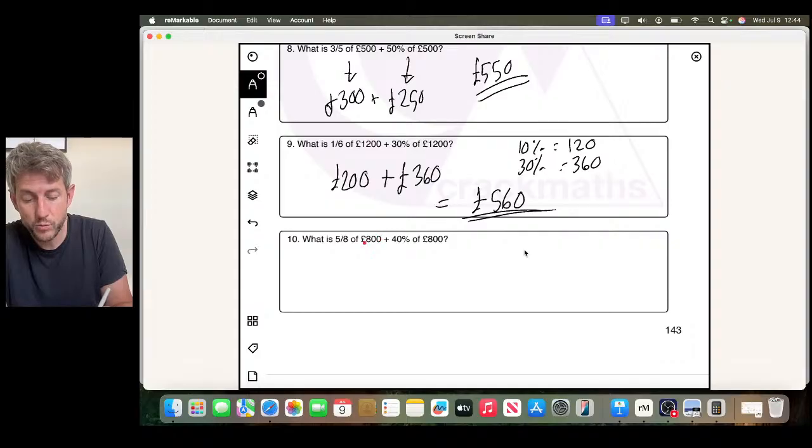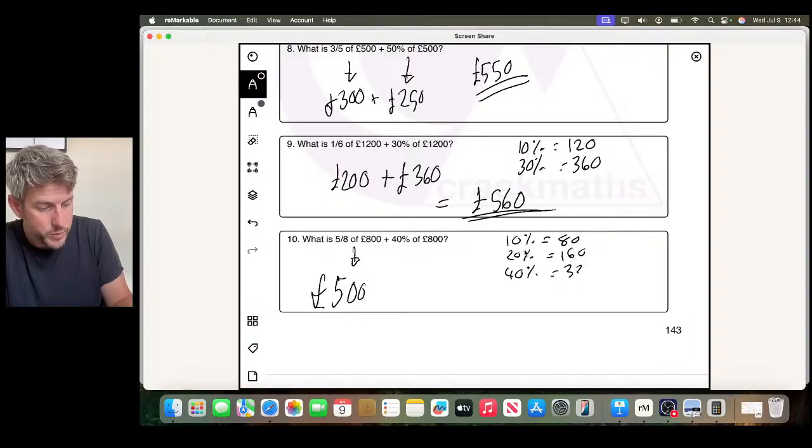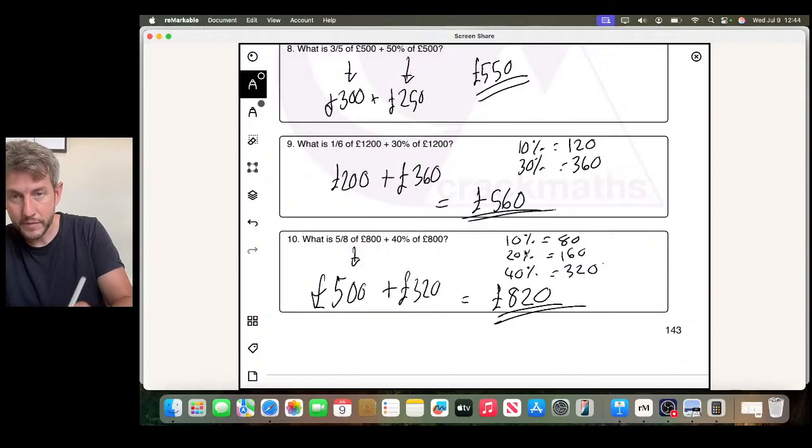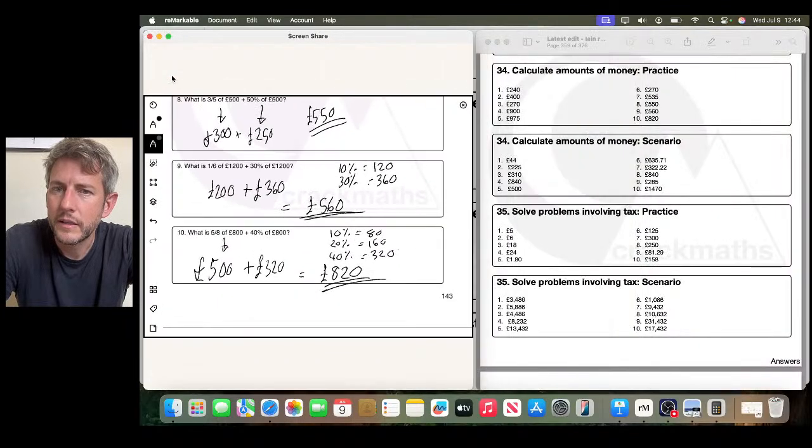Right, last one. We've got here 5/8 of 800. Well, 1/8 of 800 is 100, so 5/8 will be 500, so that gives £500. And then 40% of 800. Well, 10% is 80, 20% is 160, 40% is double that again, so that'll be 320. So we've got £500 plus £320, which will give us a grand total of £820. Okay, right. Let's get these marked. And then, here we go.